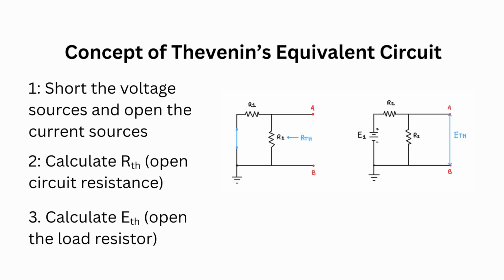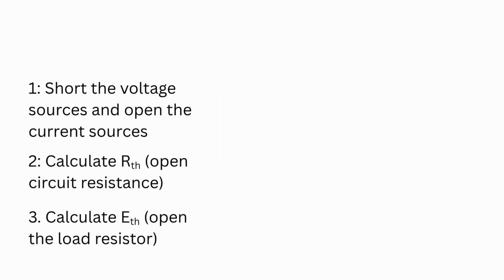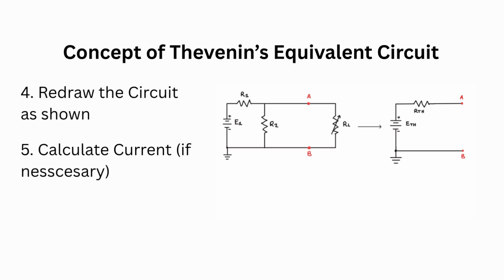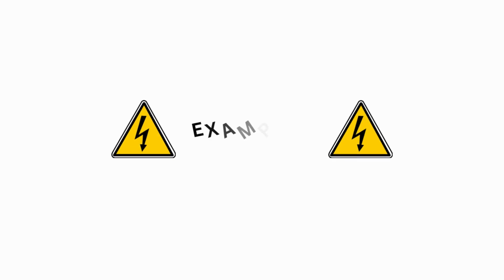First, you want to short the voltage sources and open the current sources. Next, you want to calculate RTH, which is the open circuit resistance. Third, you want to calculate your ETH and open the load resistor. Fourth, you want to redraw the circuit as shown. You can see the diagram there, and calculate the current if necessary. Our example won't include that, however, many examples do.